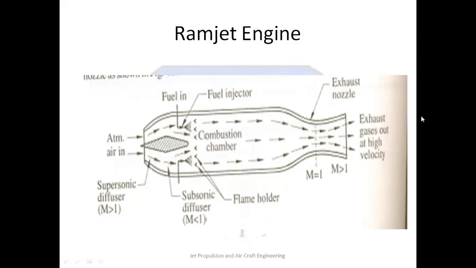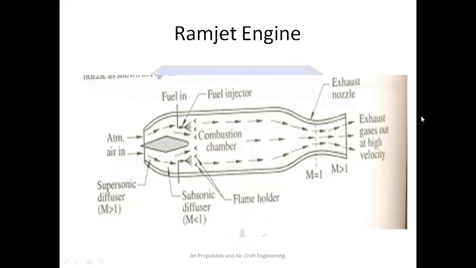Now let's go through the construction and working of the ramjet engine. The ramjet engine is the simplest of all the air breathing engines, and it consists of only supersonic and subsonic diffusers, a combustion chamber with a fuel injector, and a discharge nozzle, as you can see in the diagram. It does not have any rotating parts, and it does not have any reciprocating parts as well. So it is one of the simplest air breathing engines.